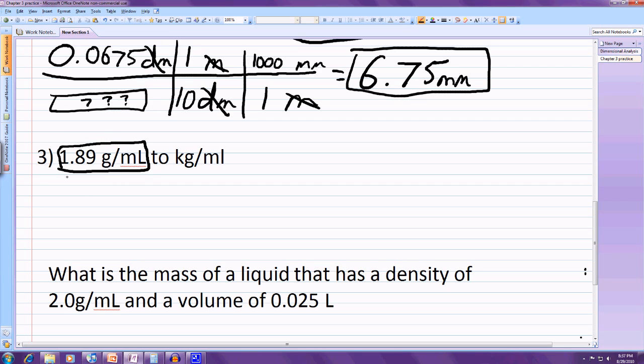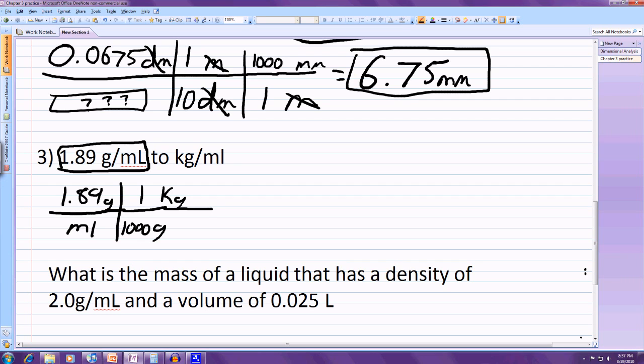So if we look at this here, we have 1.89 grams per milliliter to kilograms per milliliter. So when we have this, what we do is we end up saying 1.89 grams per milliliter. That's how we end up writing that there. We're going to convert that to kilograms per milliliter. So let's think. We want to get rid of grams, so we need grams on bottom. We know the conversion to kilograms. So in 1 kilogram, there are 1,000 grams.